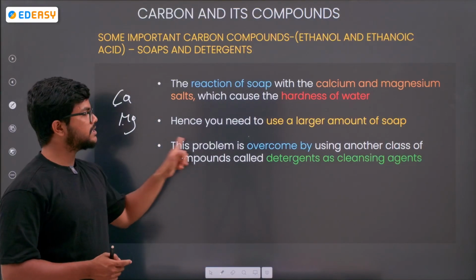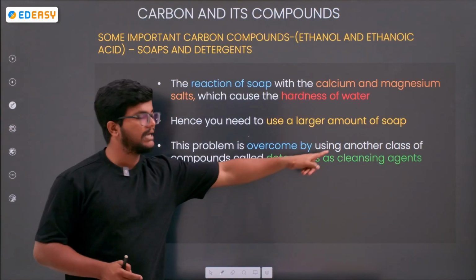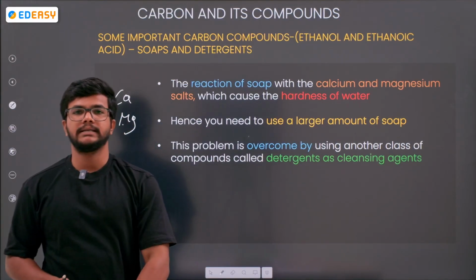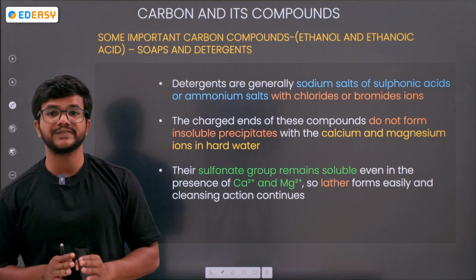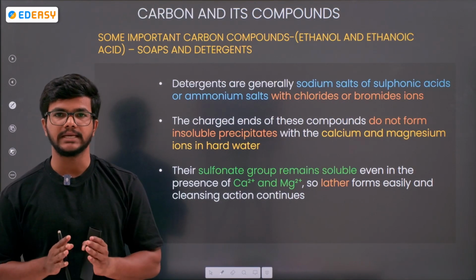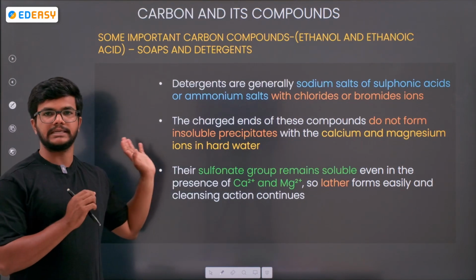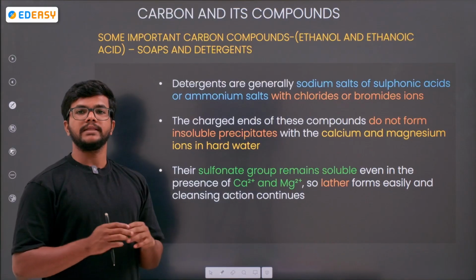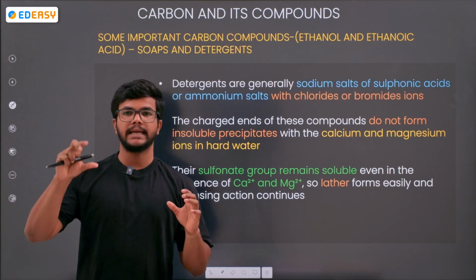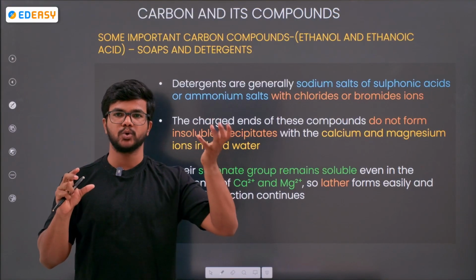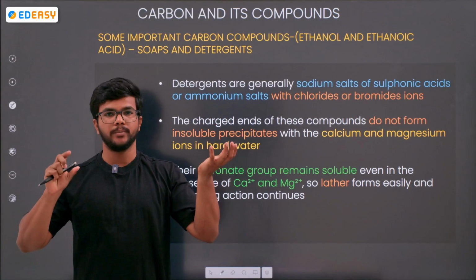So that is why this problem can be overcome using another class of compounds called detergents, the cleansing agents. So what are detergents? Detergents are nothing but the sodium salts of sulfonic acid, or ammonium salts. The charged species of the detergent, like the sulfonic end, is the head part, which is the sodium salt. The head part is hydrophilic, the tail part is hydrophobic.